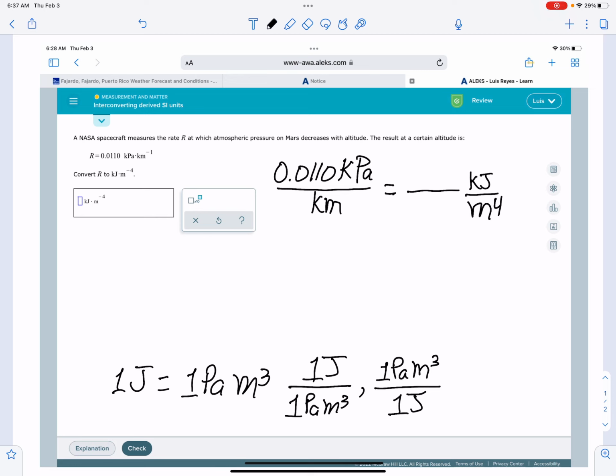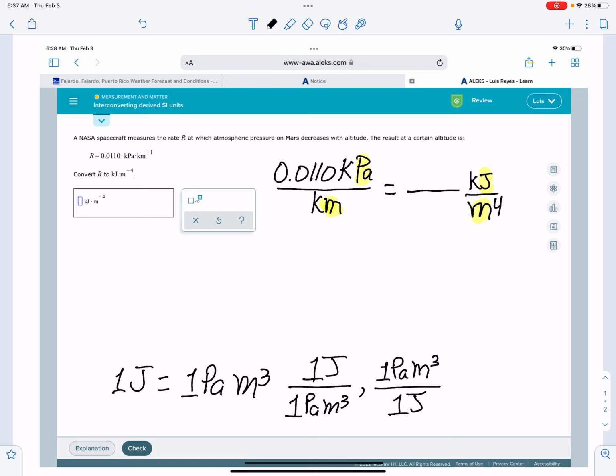So how do we convert that? Well, we have to notice that the meters do not change. We just go from kilos to meters, but the unit is still meters. The one that we're considering is the Pascal, which is changing to joules. So we have to change Pascals to joules.